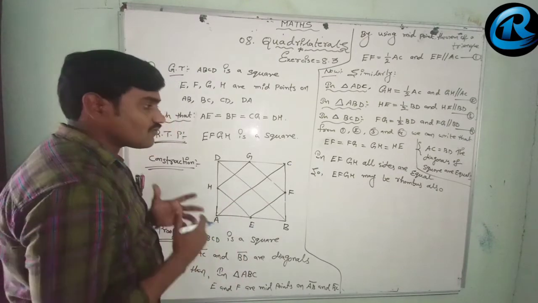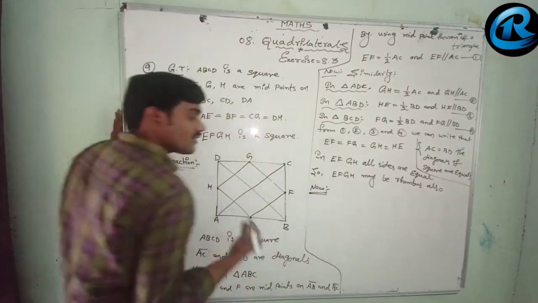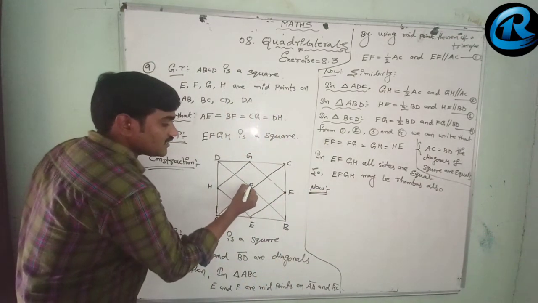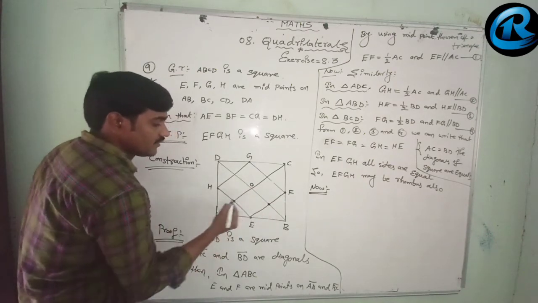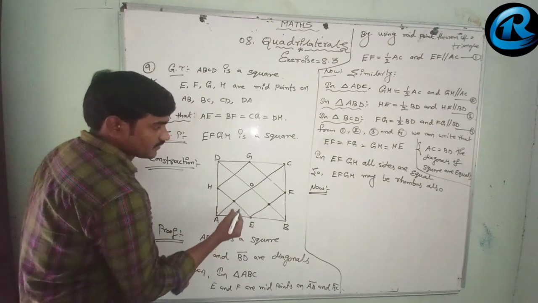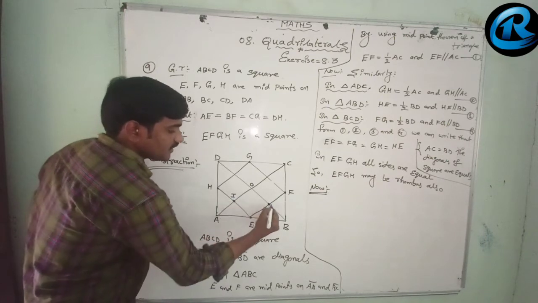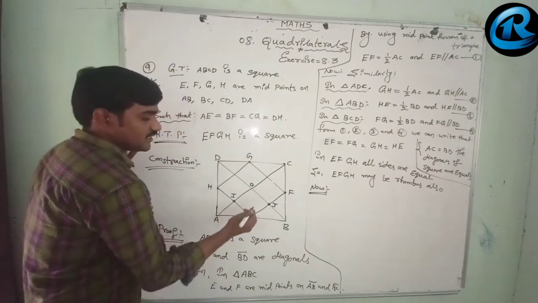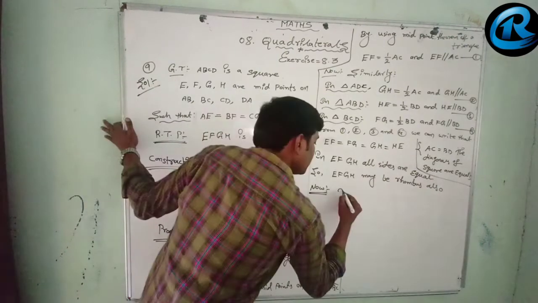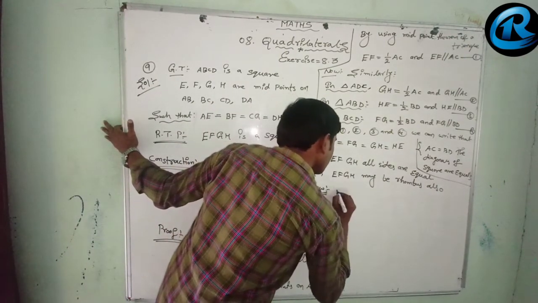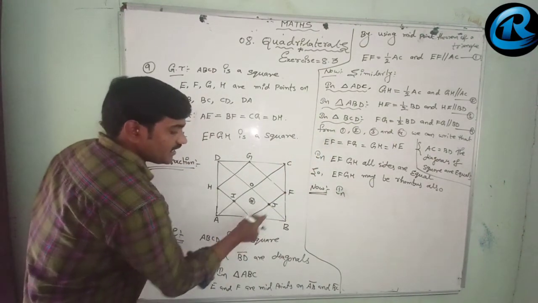So for that what do we do? Now, to prove EFGH is a square, suppose the diagonals are intersecting at O, and let us name the other intersection points I and J. This I will give you IJ. Now in this we will observe IEJO.